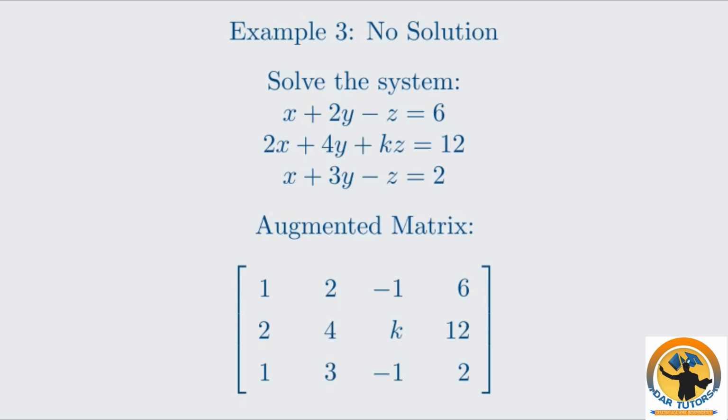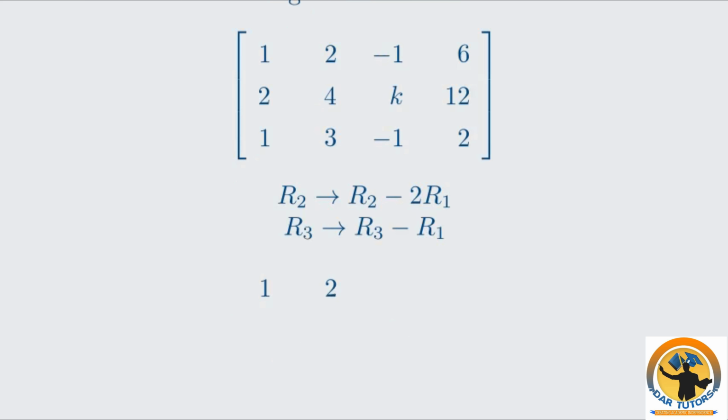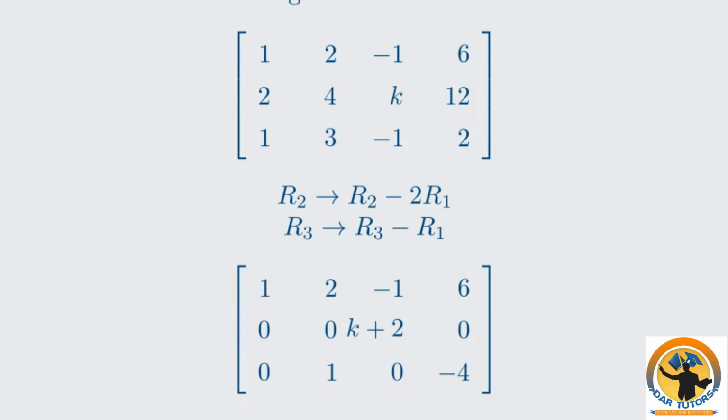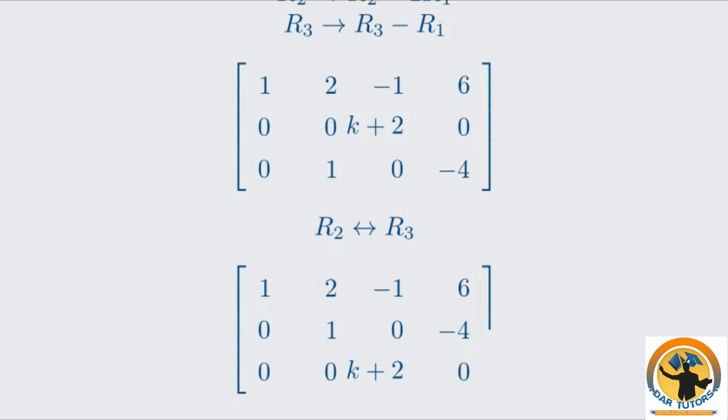Let's perform row operations to get to row echelon form. We subtract 2 times the first row from the second and the first row from the third. This gives us, row 1 is unchanged, row 2 is 0, 0, k plus 2, 0, and row 3 is 0, 1, 0, minus 4. Let's swap the second and third rows to get a 1 on the diagonal. The matrix is now, row 1 is unchanged, row 2 is 0, 1, 0, minus 4, and row 3 is 0, 0, k plus 2, 0.